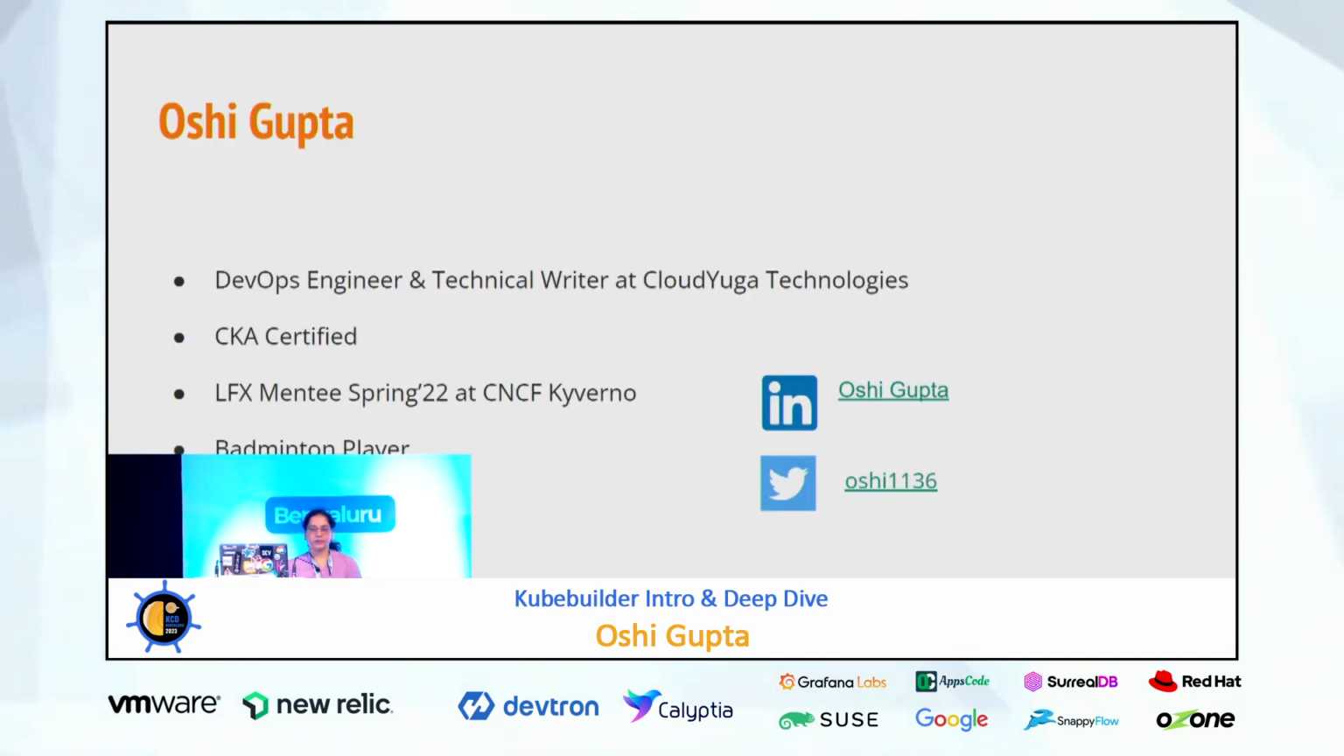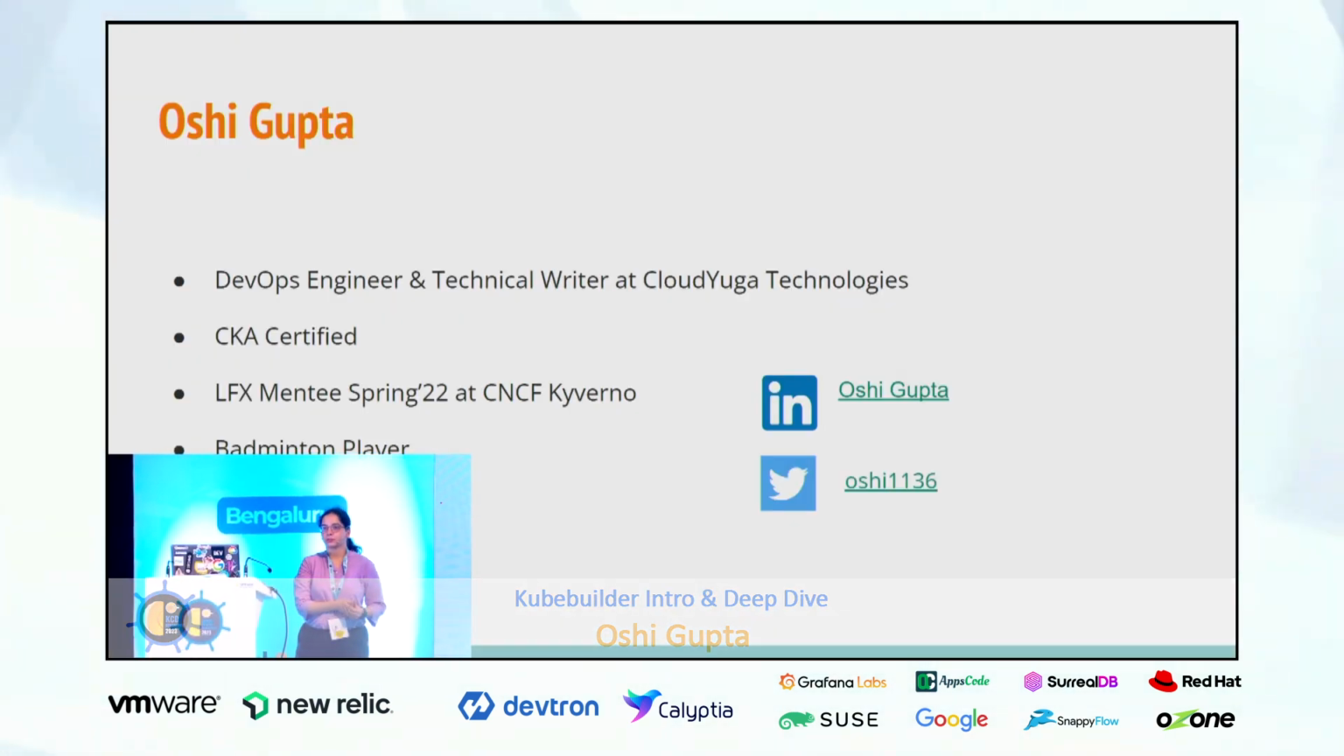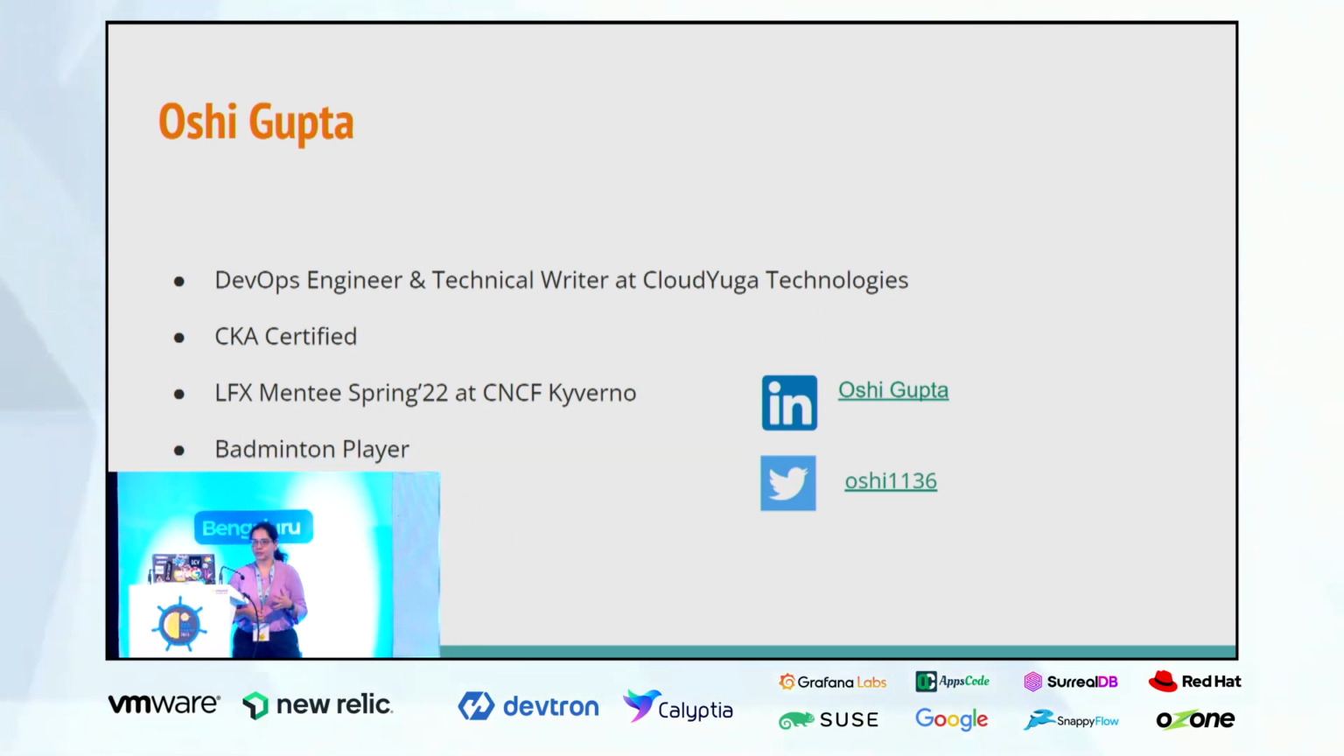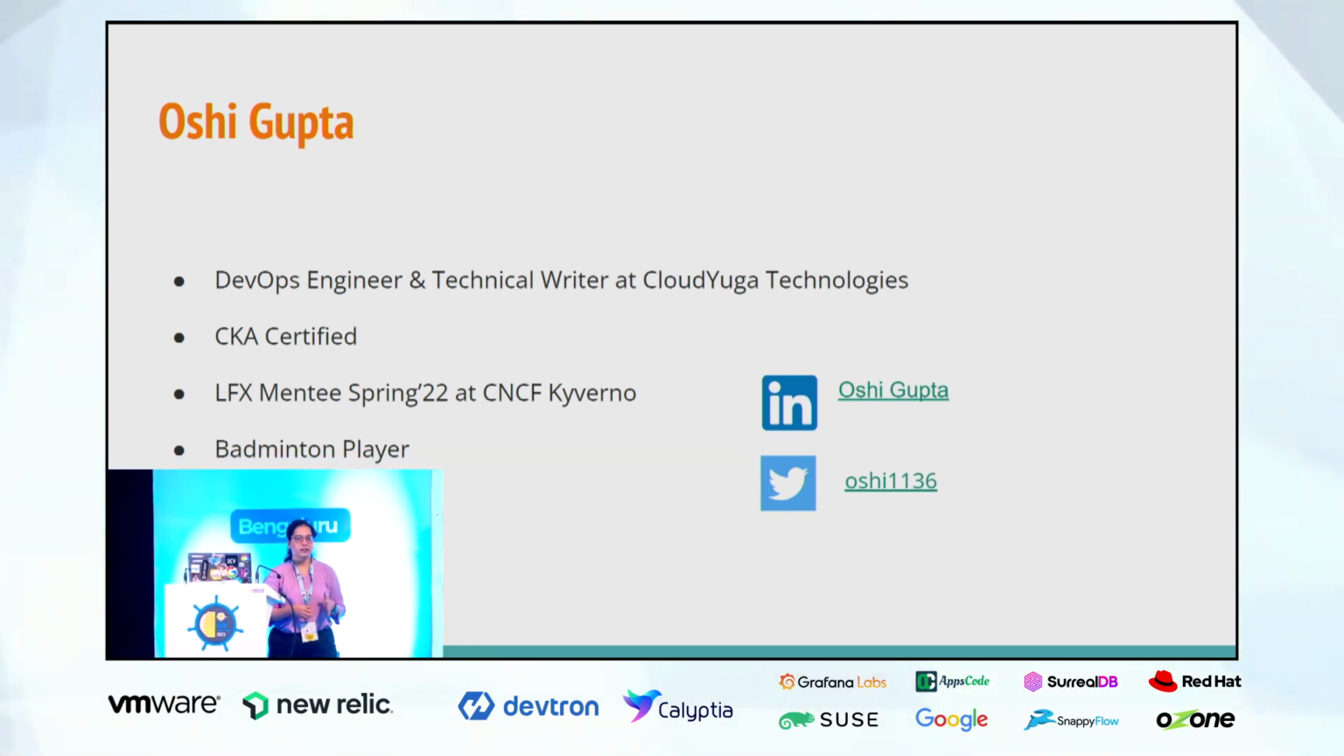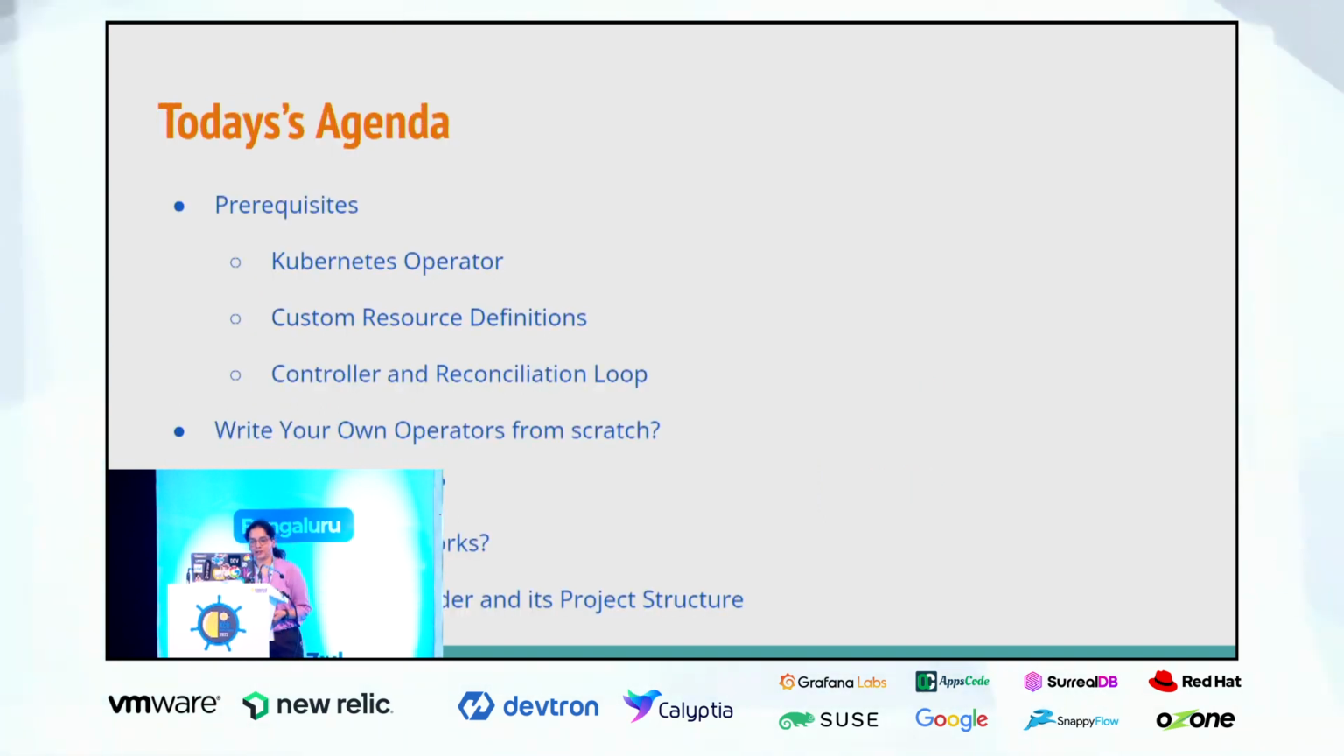So let me take a moment to introduce myself. My name is Oshi Gupta, and I am currently working as a DevOps engineer and technical writer at Cloud Technologies. I have also been an LFX mentee for the CNCF Keyverno project and am CKA certified. And apart from this, I love playing badminton as a hobby.